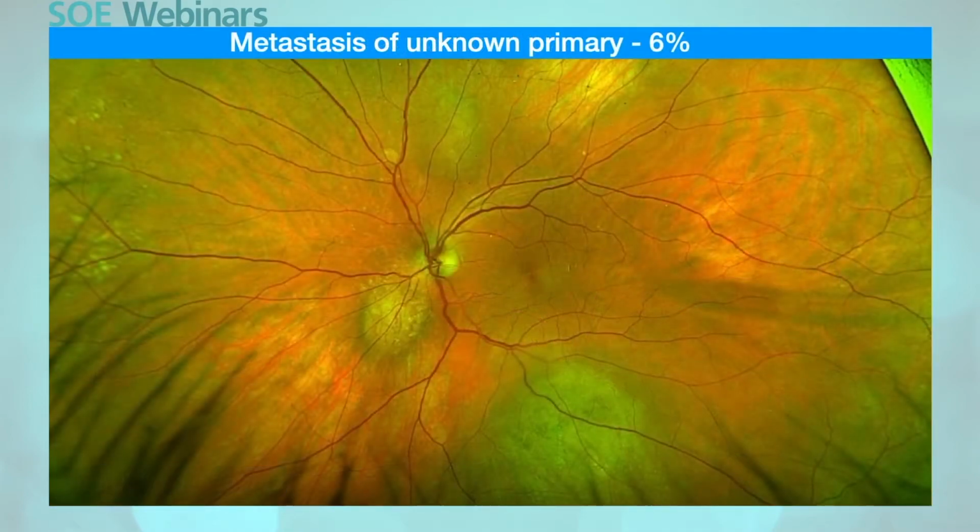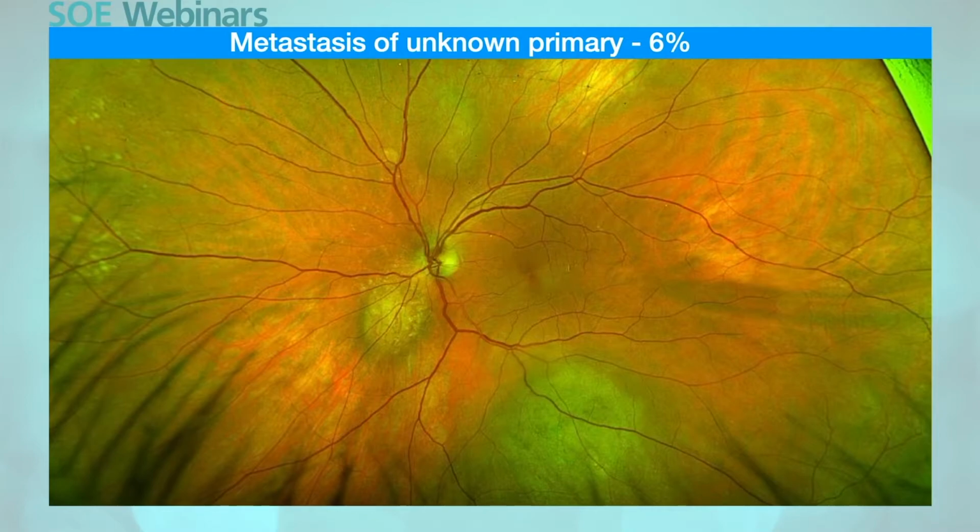The next group, in about 6%, are metastases of unknown primary. Here you can clearly see these are metastases, multiple in the other eye as well. But in about 30% of our cases with metastasis, we do not have a known primary. And two problems about this. Number one, metastatic disease in the choroid can grow very, very quickly and affect your vision within weeks, really.